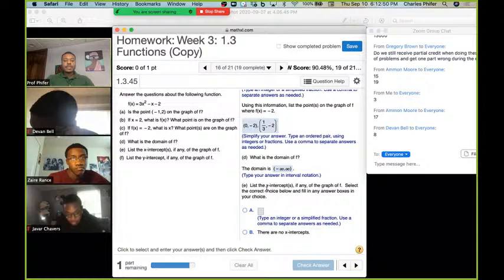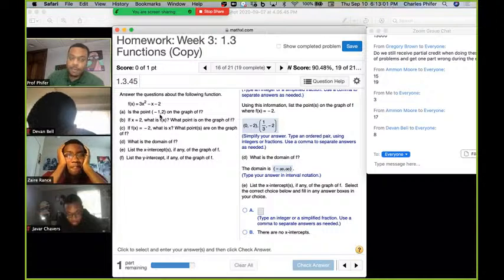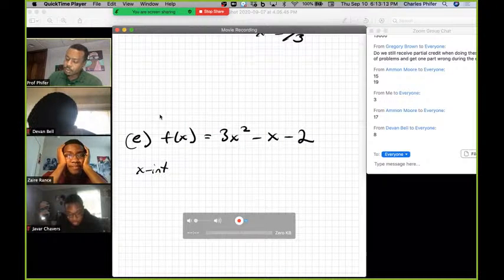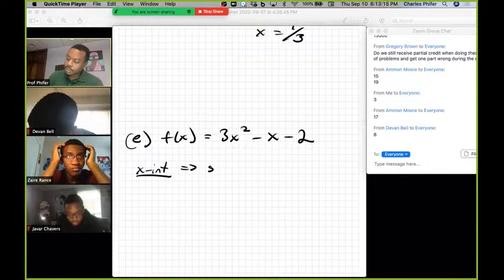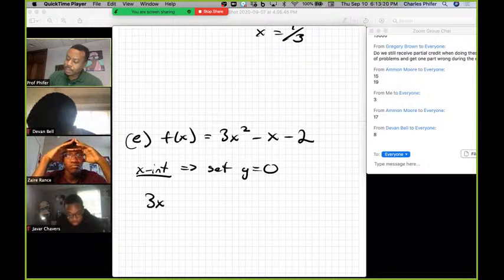List the x-intercepts. So we have to set y equal to 0. I think I'm going to write this one out. This is part E. So again, the original, we have this f of x, 3x squared, minus x minus 2. X-intercepts. Again, for the x-intercept, we're going to set y equal to 0. So then we get this 3x squared minus x minus 2 equals 0.